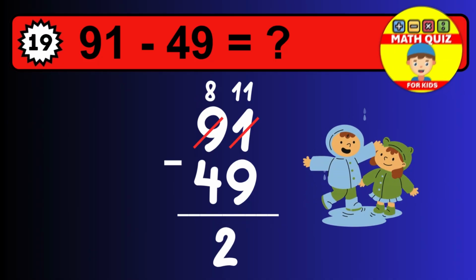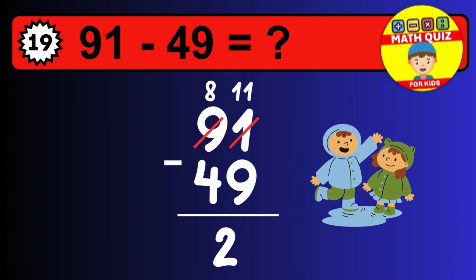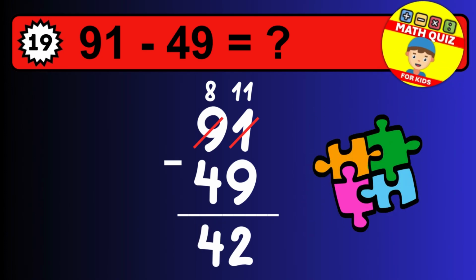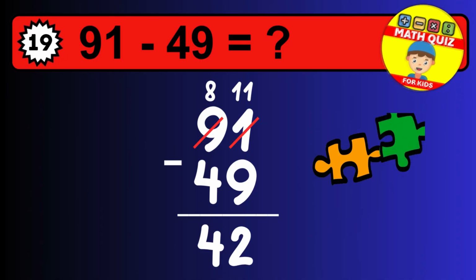Now we subtract. 11 minus 9 is 2. Then we go to the tens. 8 minus 4 is 4. The final answer is 42.